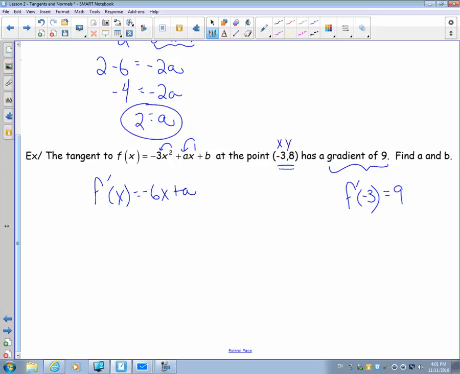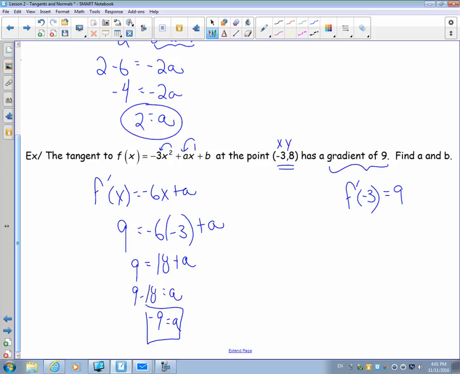Let's plug in the point that we know. We know our derivative is 9 when x is -3. Hey, I can solve this. 6 times 3 is 18. 9 minus 18 equals a. A's got to be -9. Great, we got that. All we need is b now.